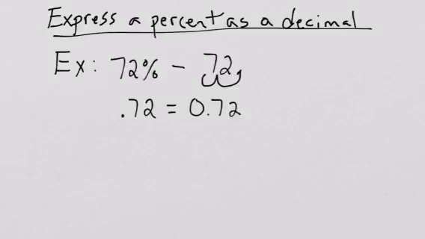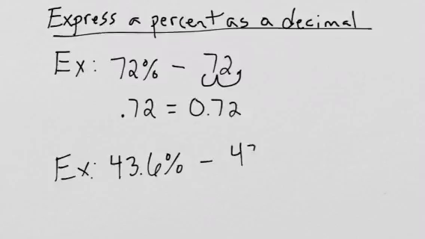Alright, let's look at one more. Let's say we have 43.6%. Now again, to turn this into a decimal, I'm just going to rewrite it with no percent sign. And now I'm going to take my decimal 2 places to the left, and so I get 0.436 or 436 thousandths. And that's going from a percent to a decimal.